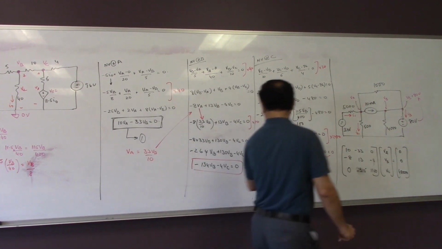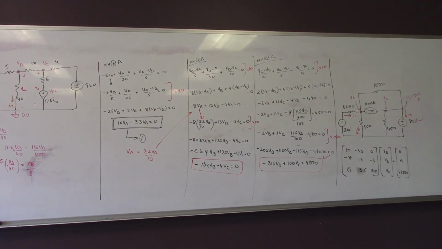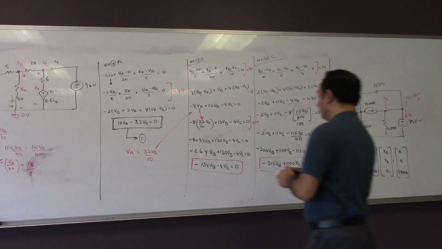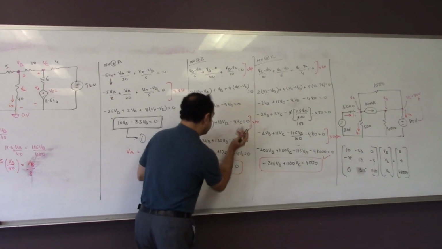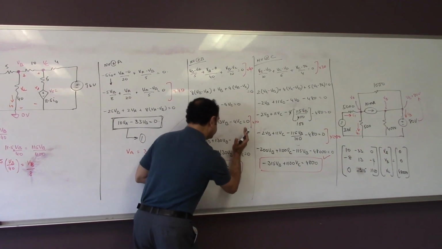You can substitute this in here and you'll find VB and VC. Will that not be 40 VC? 40 VC, into 10? Yep, you're right, thank you. That should be 40 VC.